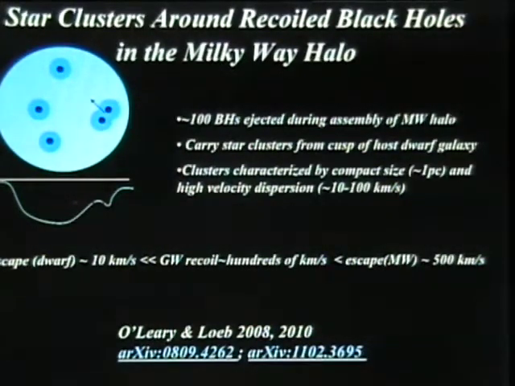And these star clusters are quite different than globular clusters. They are dominated by the gravity of the black hole at the center. They are very compact, less than a parsec, and they have a high velocity dispersion because of the black hole at their center, 10 to 100 kilometers per second.